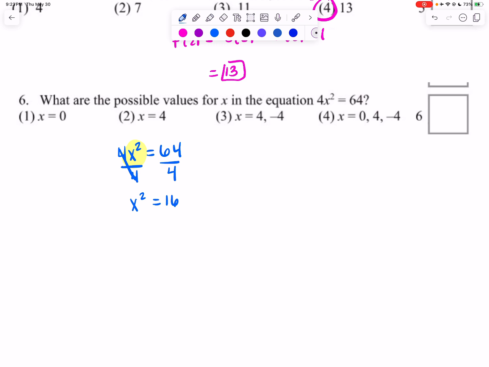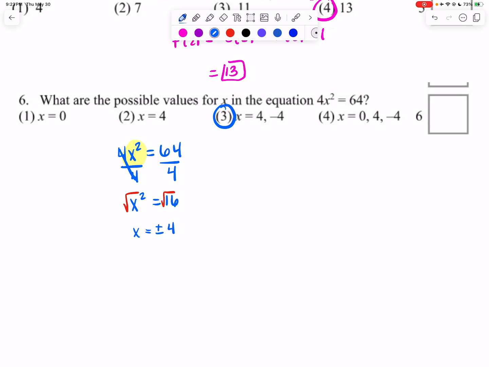Now, what we have to do is we want to get rid of that square, so we're going to take the square root of both sides of our equation, and I'm going to get x is equal to plus or minus 4. You have to remember that it's going to be plus or minus 4 because 4 times 4 is 16 and negative 4 times negative 4 is 16. So if I look, it's going to be choice 3.